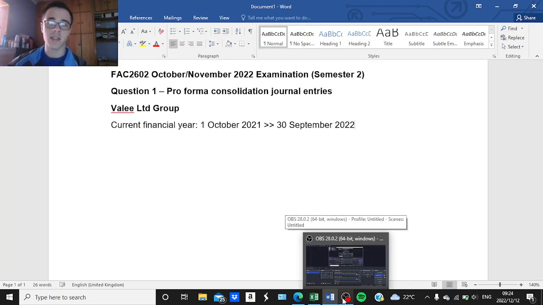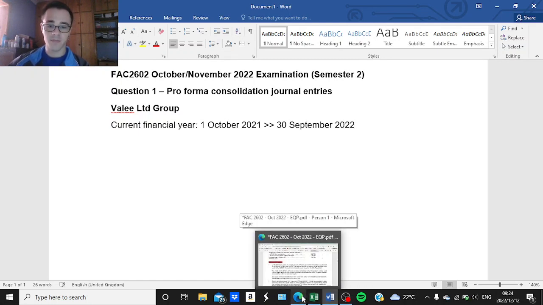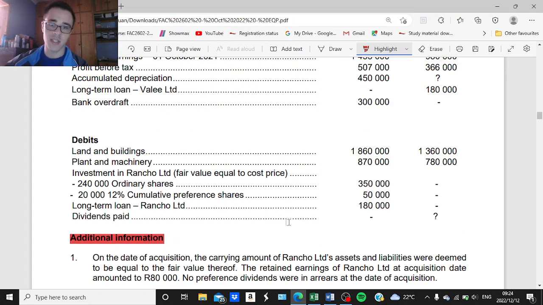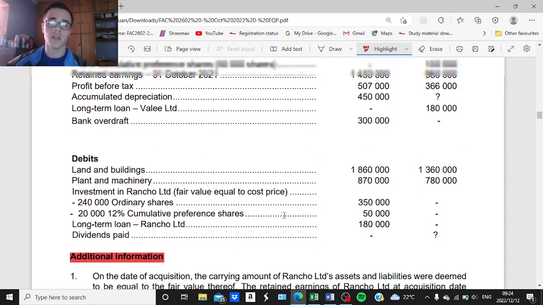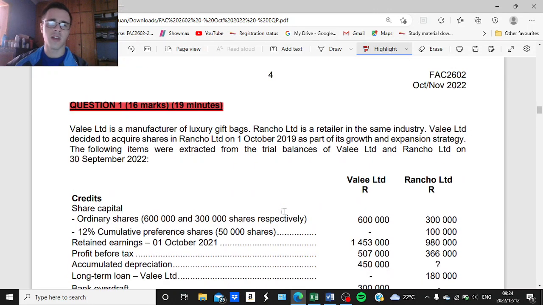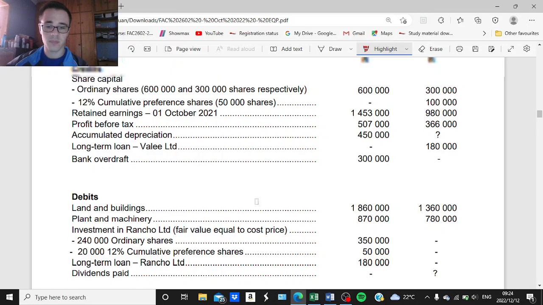Welcome yet to another lesson for FAC2602. So as I've indicated, I will be preparing lessons as part of the exam preparation for those of you who will be writing the supplementary examination, also known as the second opportunity examination, on the 23rd of January. As far as I can recall, you guys should be writing at 12 p.m.